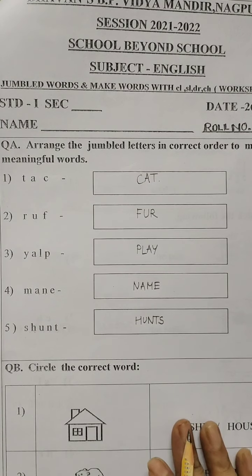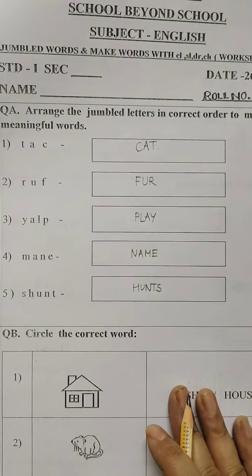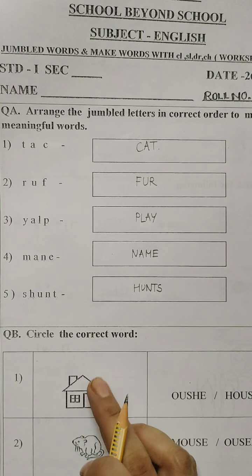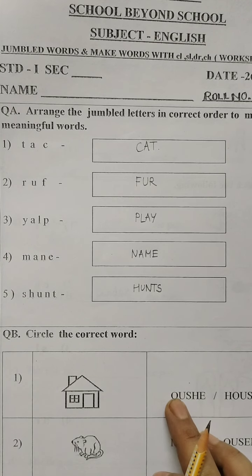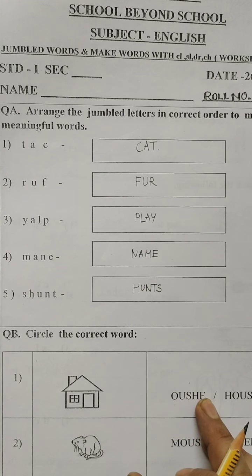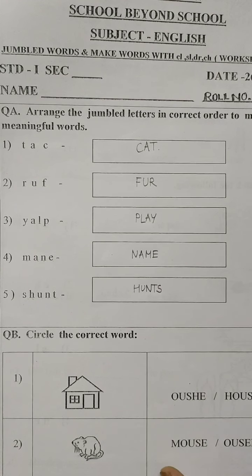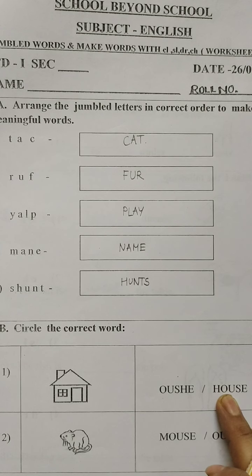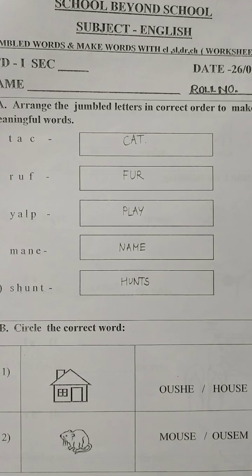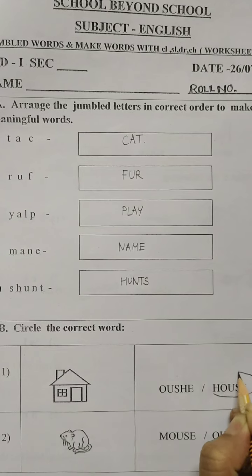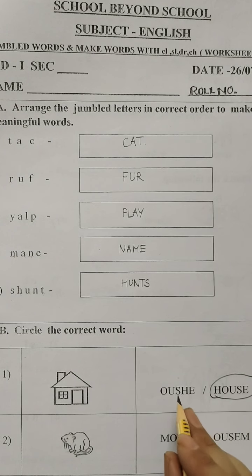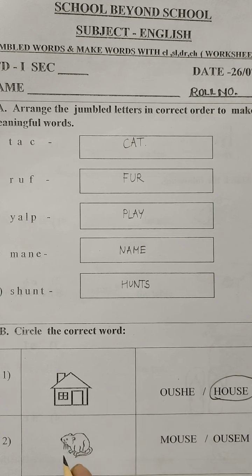So now the next question children. We have to circle the correct word. As you can see here in this picture children, this is the picture of a house. So OUSHE, does it make sense? No, not at all. So which word makes sense? HOUSE. So this word is making sense. So we will circle this word and not OUSHE because it is not making any sense or meaning.